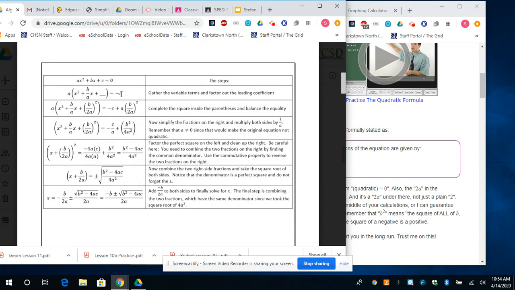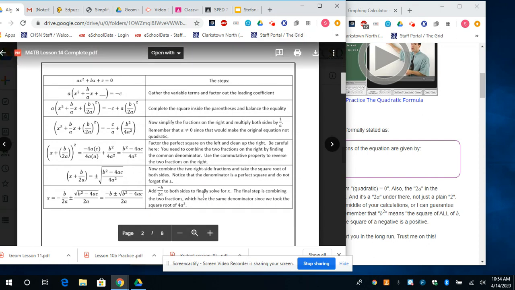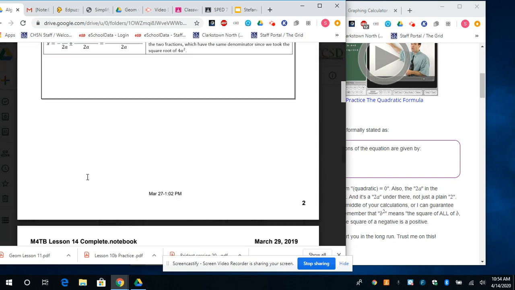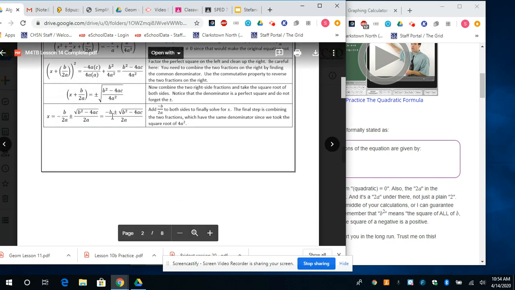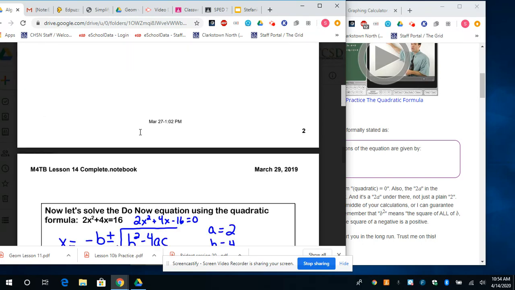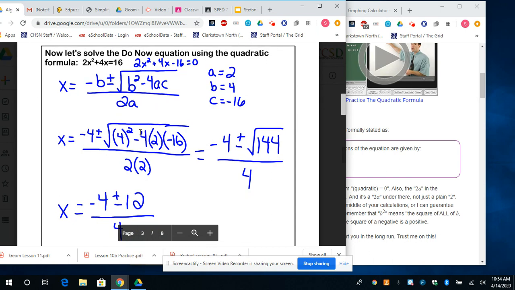It's pretty self-explanatory. This crazy looking thing just explains where it came from and the process, but you do not need to memorize that. You just need to know that the equation is -b plus or minus the square root of b squared minus 4ac, over 2a, okay? So we're going to do 2 together.